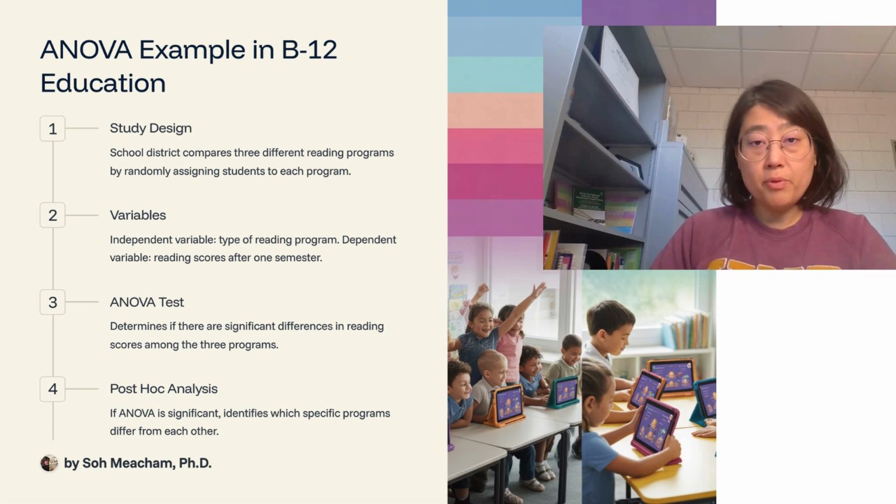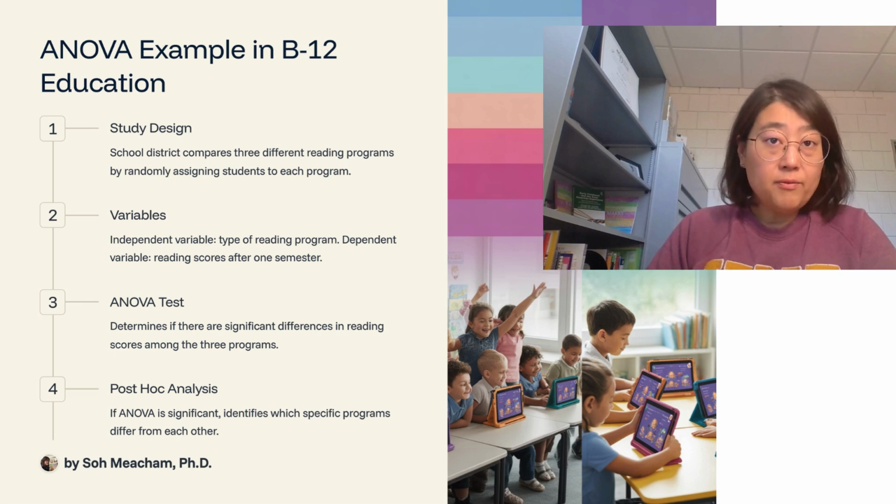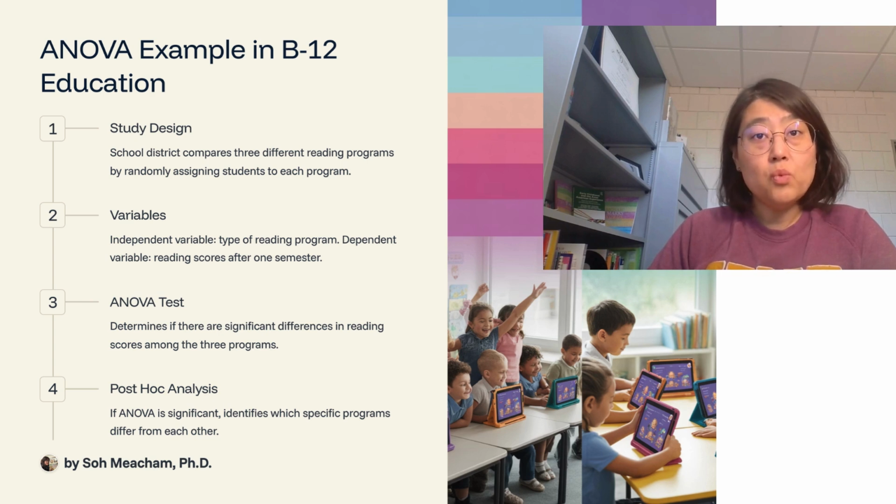Let's consider an example from K-12 education. Suppose a school district wants to compare the effectiveness of three different reading programs. They conduct a study where students are randomly assigned to one of the three programs, and their reading scores are measured after a semester. The independent variable in this study is the type of reading program, while the dependent variable is the reading score. The ANOVA test would help determine if there are any significant differences in reading scores among the three programs. If the ANOVA result is significant, post hoc tests can be used to identify which specific programs differ from each other.